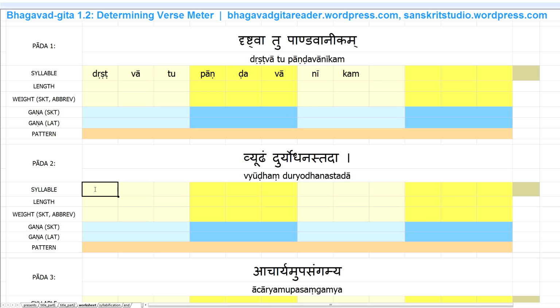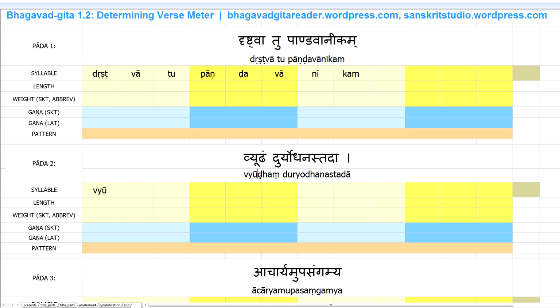And therefore view will be one syllable, and down another, because the anuswara will always go to the left and team up with a vowel on its left.